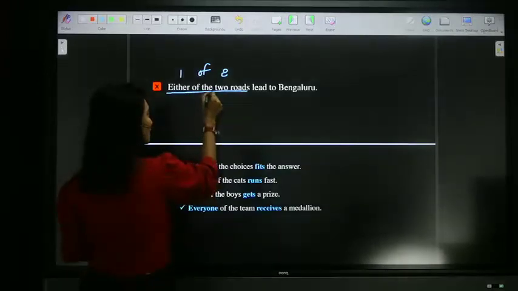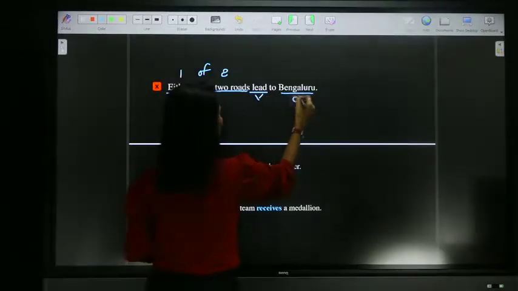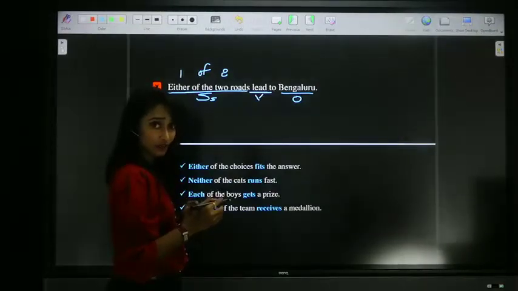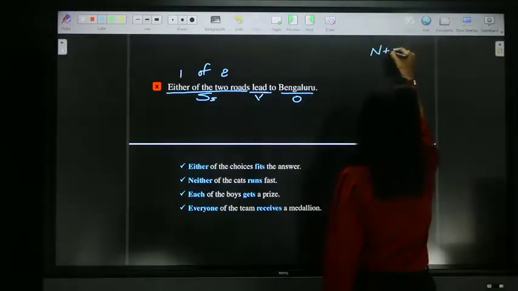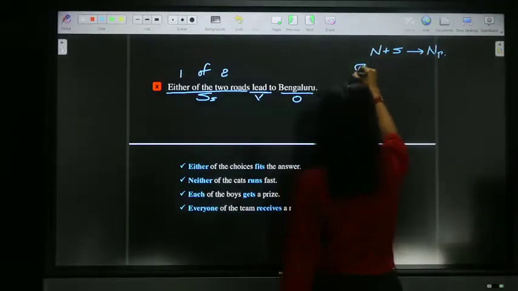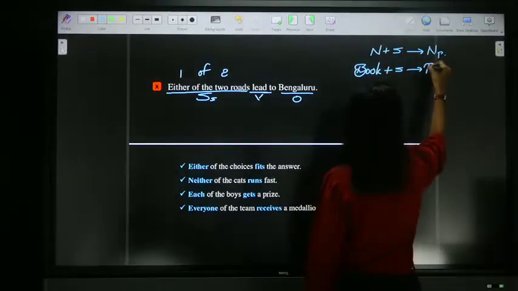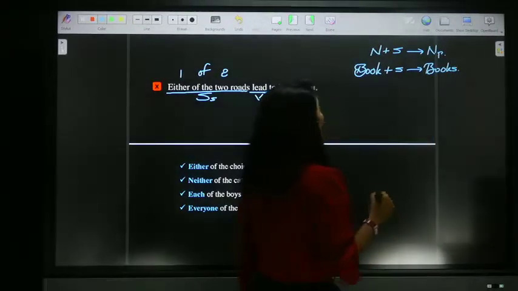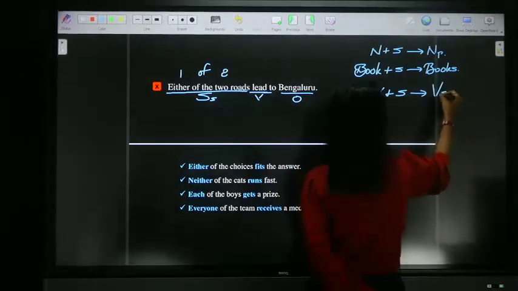That means the subject is singular. When the subject is singular, the verb must be singular, right? Here the verb is lead. Is it singular? No, it is plural. Why? Because if we add s to a noun, the noun becomes plural. For example, book plus s, books. So books are plural. But if you add s to a verb, the verb becomes singular.